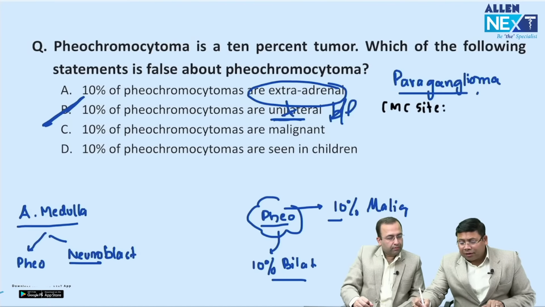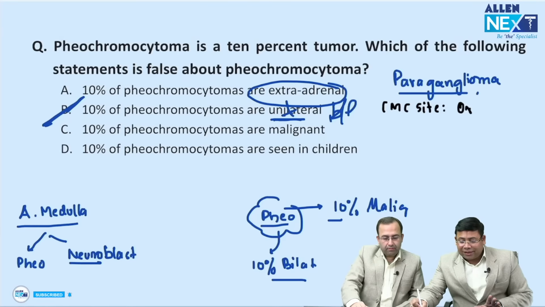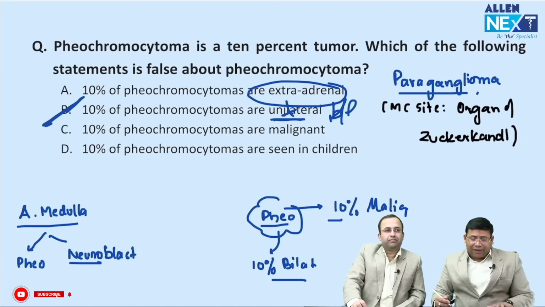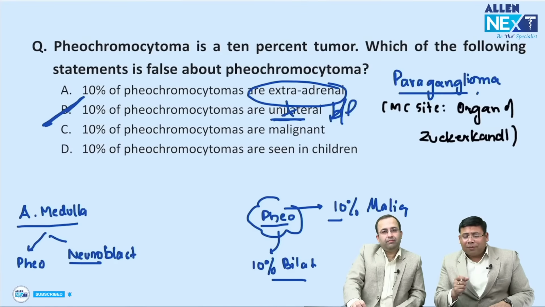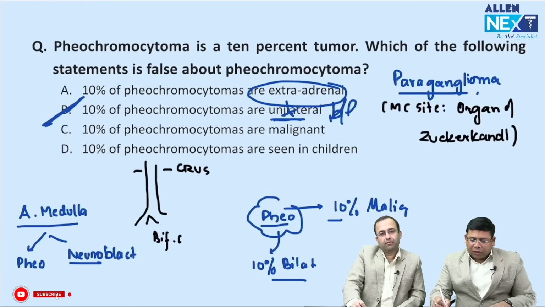Come on, tell me, students. I can tell you: organ of Zuckerkandl. So the organ of Zuckerkandl is the most common site. Now why is it the most common site? Let us try to understand. This is the most common extra-adrenal pheo, and where it is located, try to understand: anywhere between the crus of diaphragm up to the bifurcation of aorta, they are found.